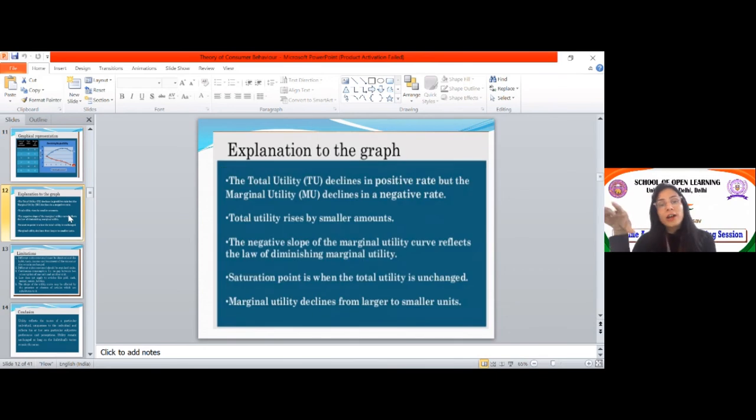So the explanation of the graph is total utility declines at a positive rate, मतलब total utility पहले increase हो रही है and then it is declining. But marginal utility है declines in a negative rate, मतलब वो second unit से ही decrease होना शुरू हो जाती है. So total utility rises by smaller amounts. Now the negative slope of the marginal utility curve reflects the law of diminishing marginal utility. एक जो saturation point आता है जहां पर total utility change ही नहीं हो रही है पर marginal utility है जो declining होती जाती है धीरे धीरे. तो एक saturation point आता है, we don't want to have any more apple और any more ice cream और any more glass of water. So that is a saturation point.